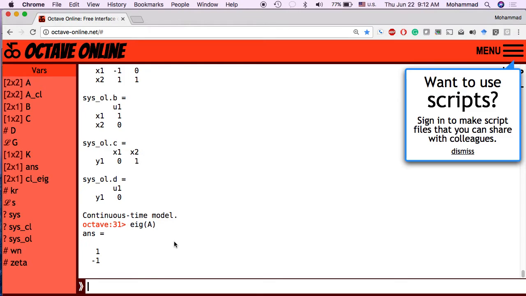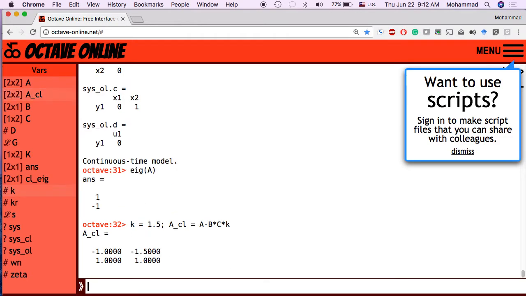So let's now go ahead and create the closed loop A. We need to tell it what K is. We said if K is 0, the system is open loop. If K is more than 1, we are going to have a pair of purely imaginary poles. So let's put it 1.5. K is 1.5. A of closed loop is equal to A minus B times C times K, and it's a lowercase k. So this is the new A.